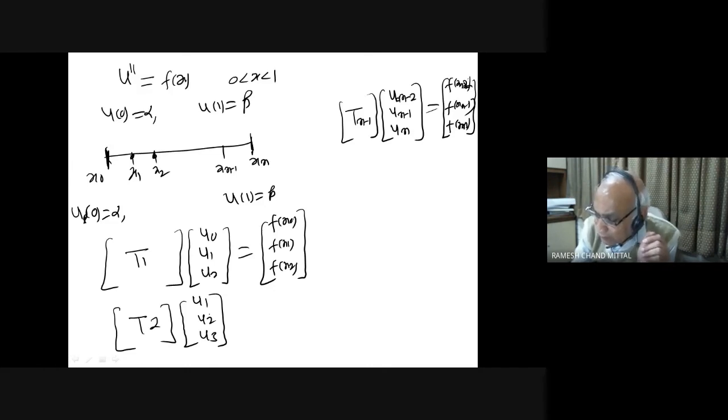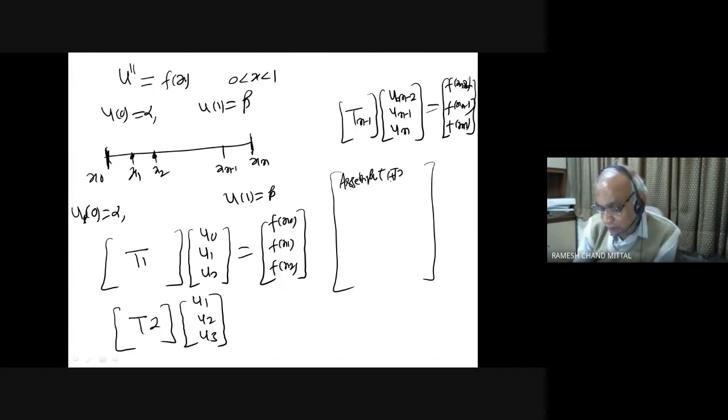So what you have is that ultimately I assemble them, which is nothing but an assembly of T1, T2, T1 and T2, because T1 contains U0, U1, U2, and T2 contains U1, U2, U3. So the U1 component and U2 component in the second equation will be combined with the T2, and similarly the third row and second row will be combined with the T1, and keep on doing so.